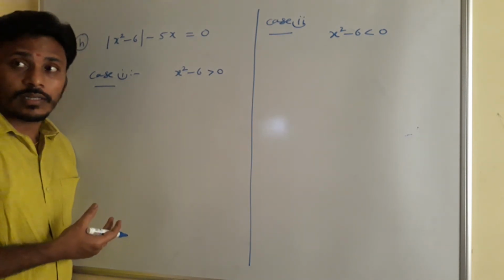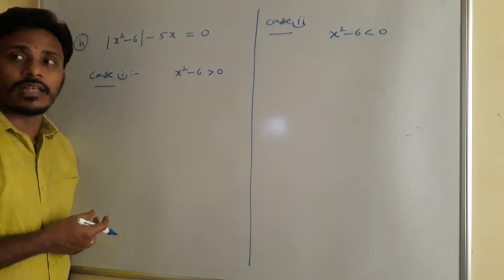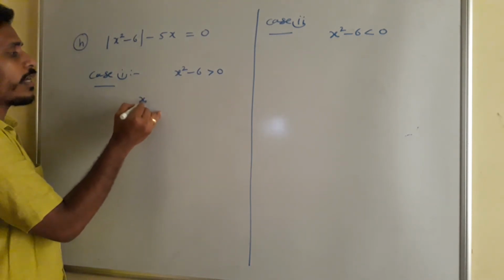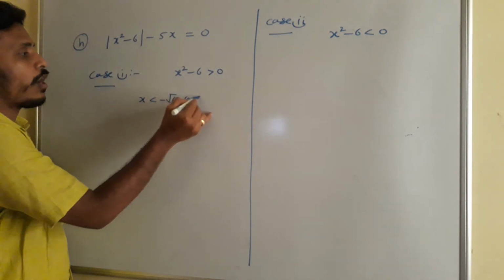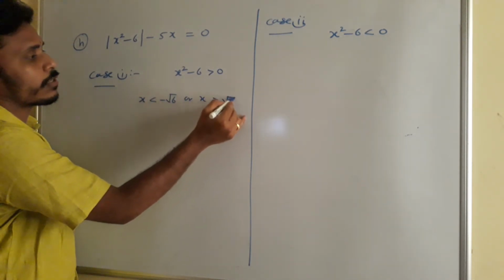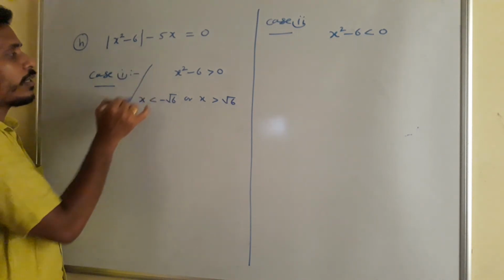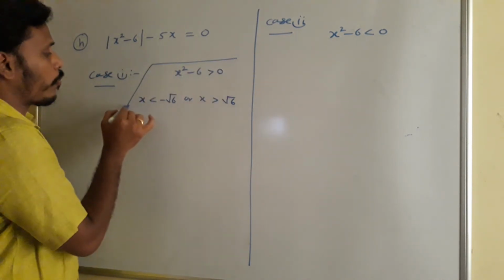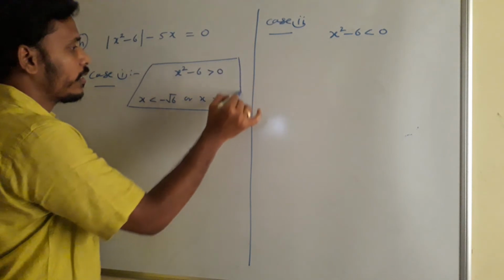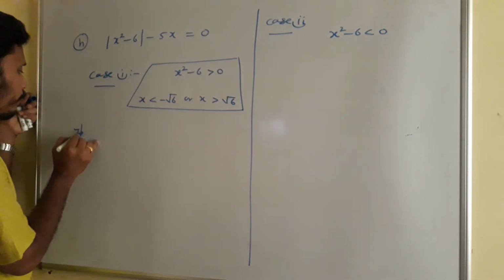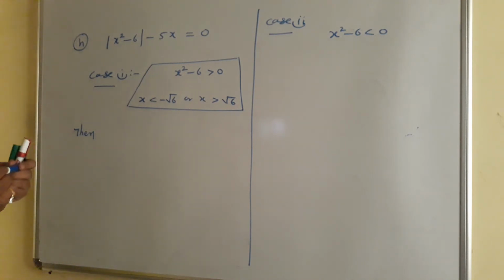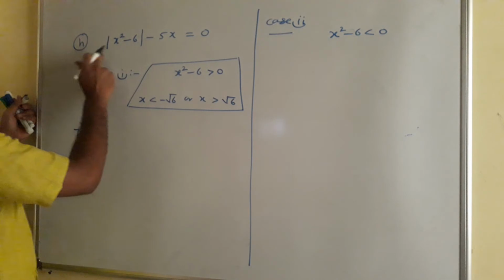One more thing is, whenever this x square minus 6 is positive, we know the way of finding x from x square minus 6 greater than 0. It is very clear that whenever x is less than minus root 6 or x is greater than root 6, in this region, this x square minus 6 is a positive quantity. This is the heading of the case. In this case, x square minus 6 is positive, so directly you just remove that modulus sign.